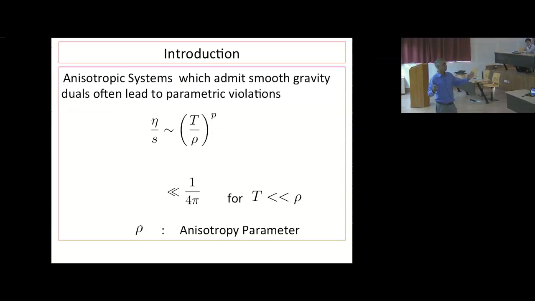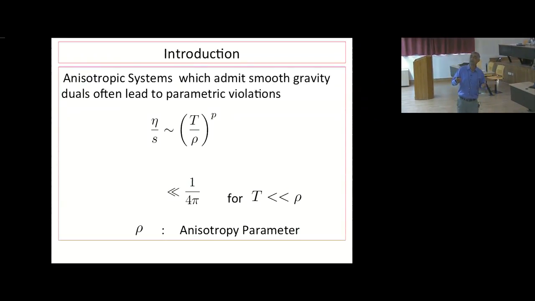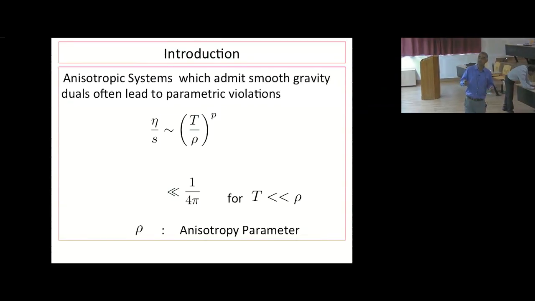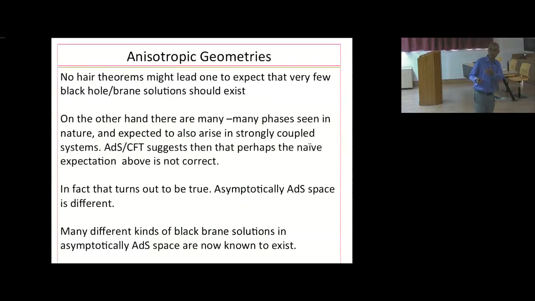We'll not work with the most general situations, so it'll still be more manageable, but some components of the viscosity tensor in fact become much smaller than the entropy density. For example, this behavior can go like the temperature over the anisotropy parameter to some power, and if you go to the highly anisotropic regime where the temperature is much smaller than the scale which determines the anisotropy, this can be parametrically smaller than 1 over 4 pi. Okay? So that's what you'll see. Now, let's talk a little bit about anisotropic geometries.